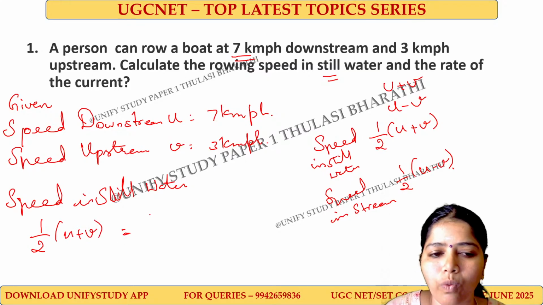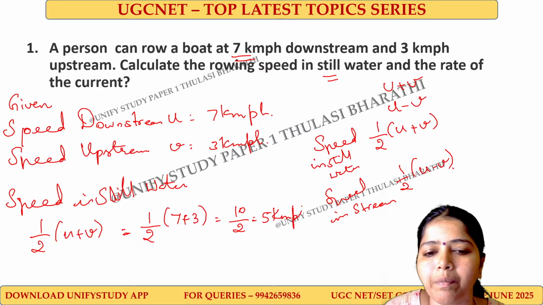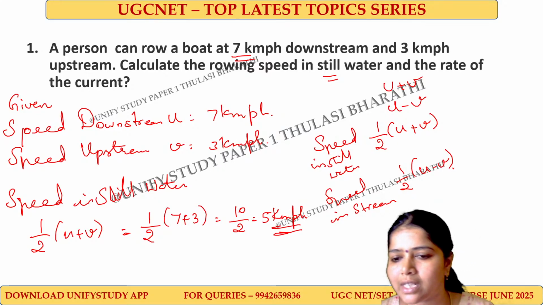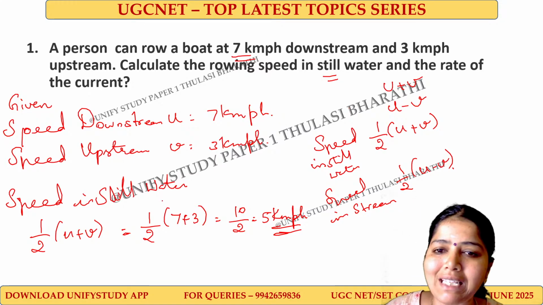So that is equal to what? 1 by 2 (7 plus 3). So that is equal to 10 divided by 2, that is 5 km per hour. You got it? You got the answer, learners? Yes. So this is the speed in still water.